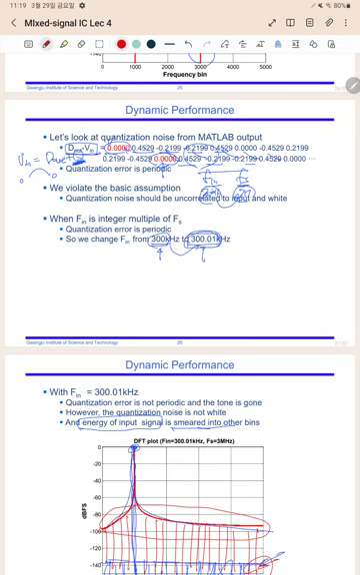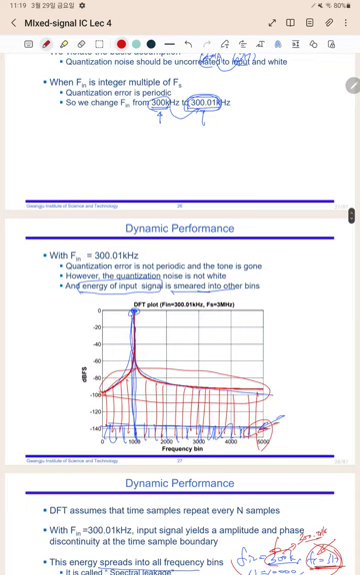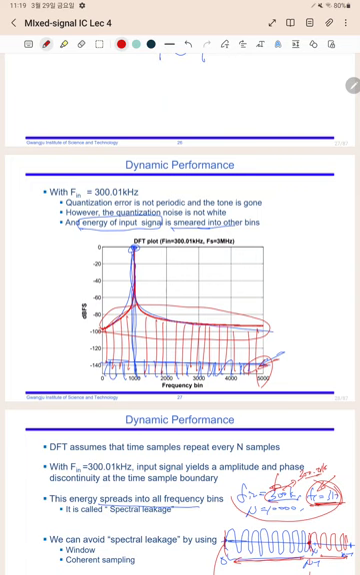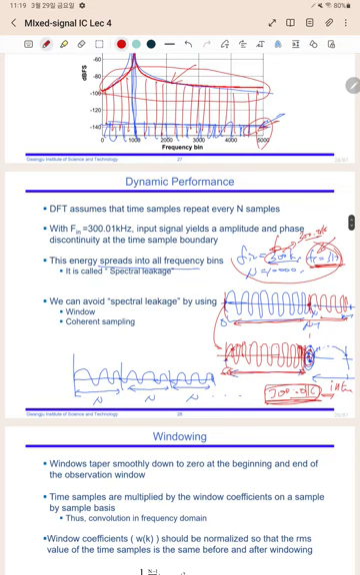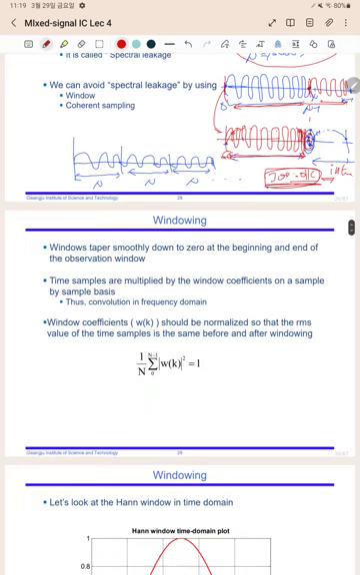But now, because of some problem in your input frequency, we get what is called spectral leakage. Okay, we get this spectral leakage. So then, how can we avoid the spectral leakage and at the same time avoid the periodic quantization noise? There are two different ways.